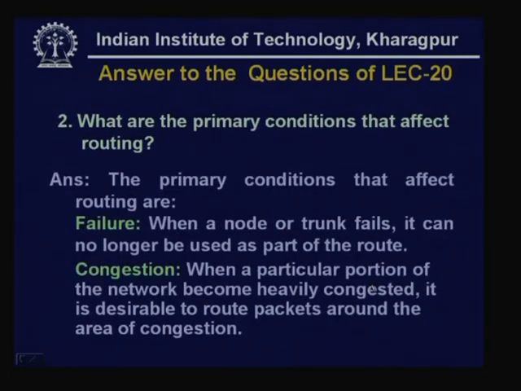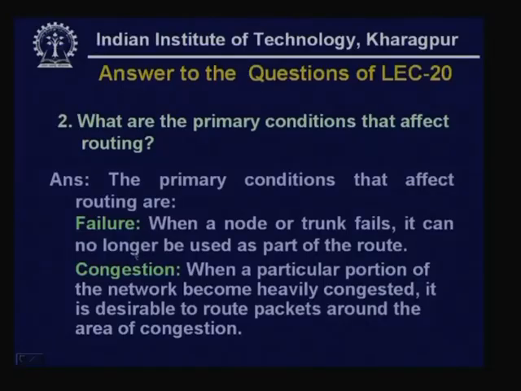Second question was, what are the primary conditions that affect routing? If everything was static, then static routing is good enough. However, there are two important factors that change. One is failure. Whenever a node or trunk fails, it can no longer be used as part of the route. So, we have to go for dynamic algorithm.